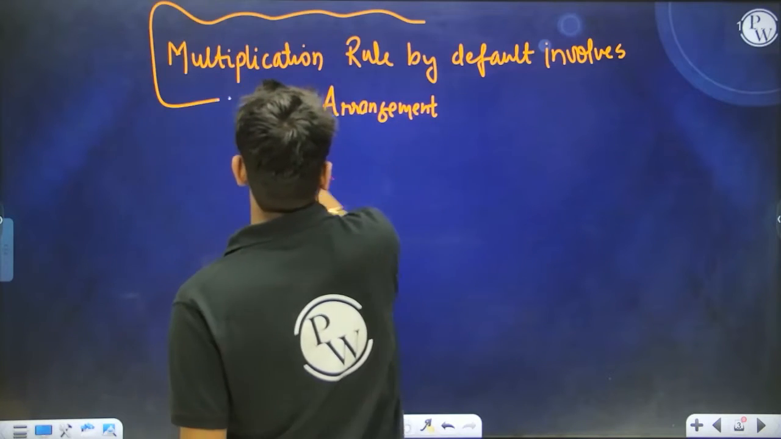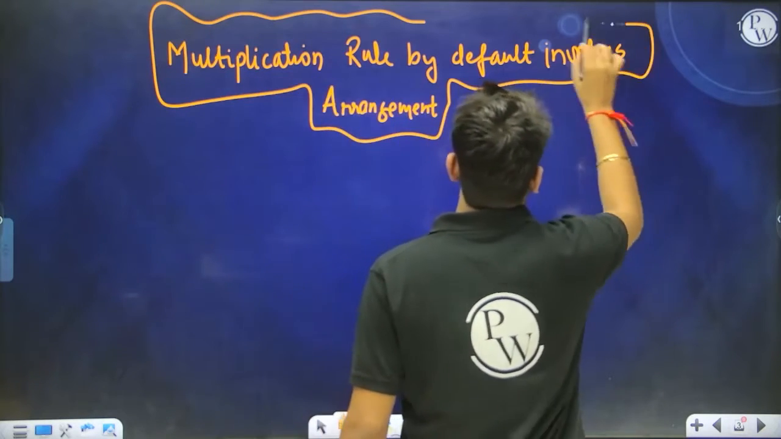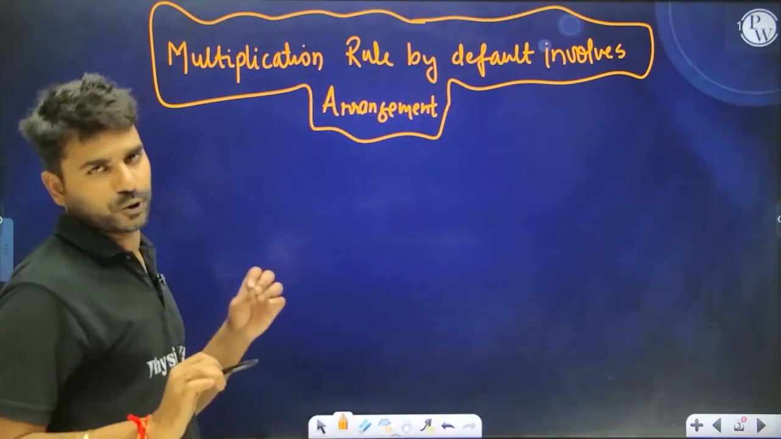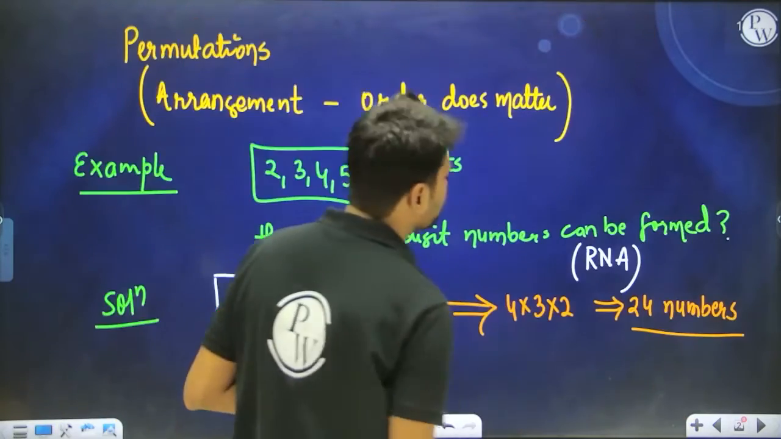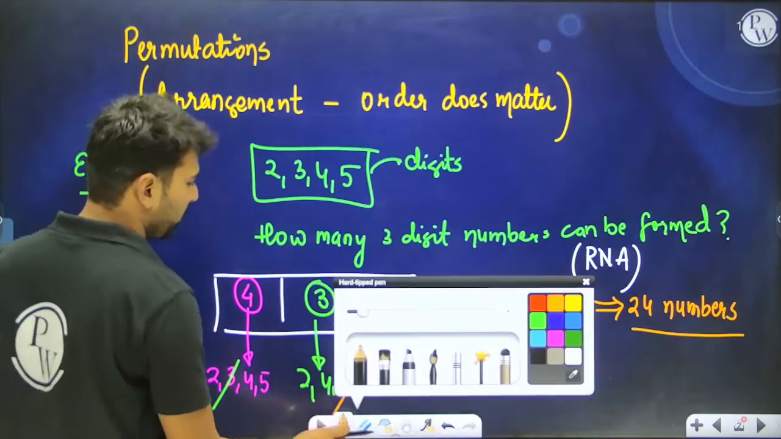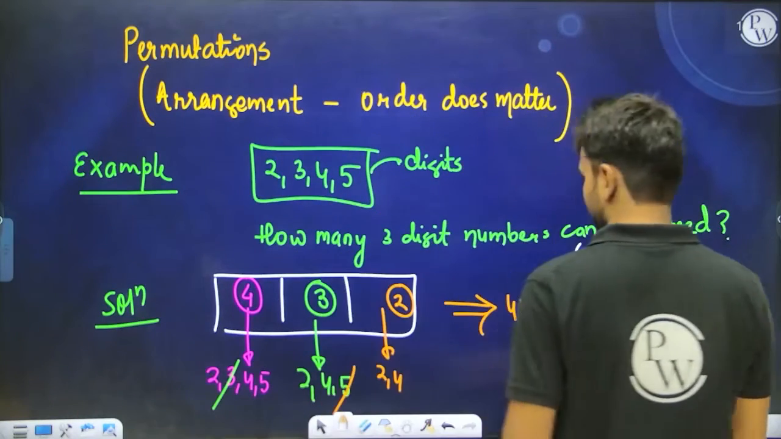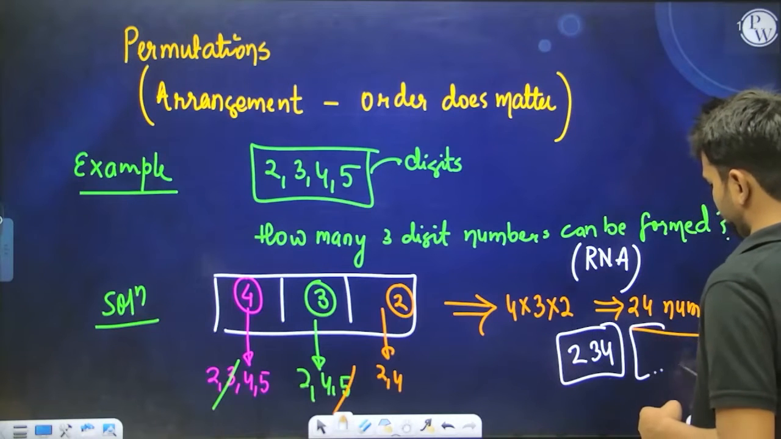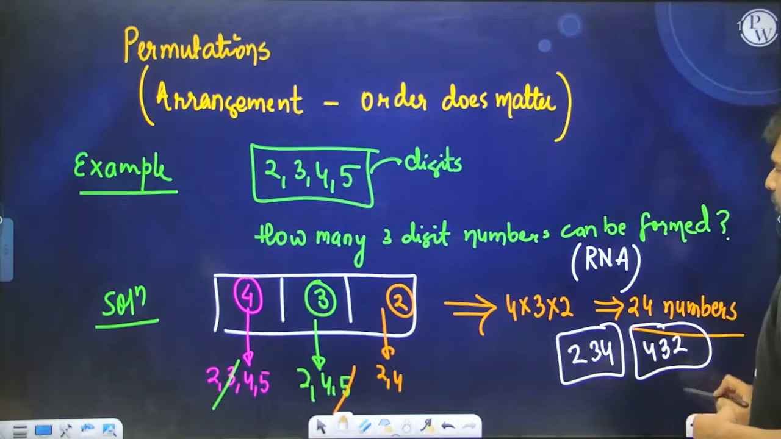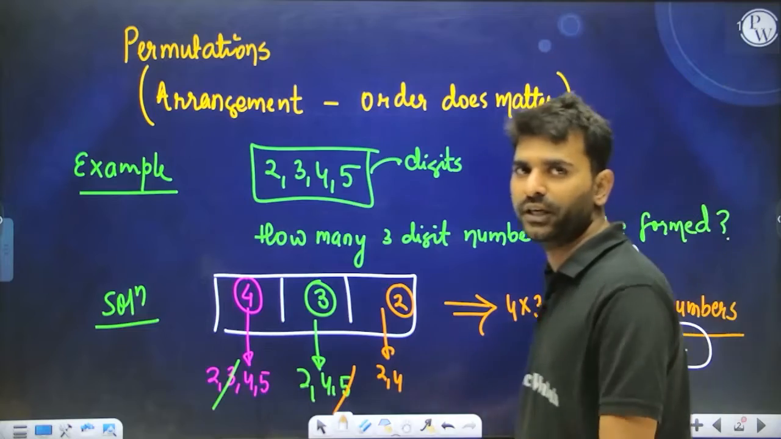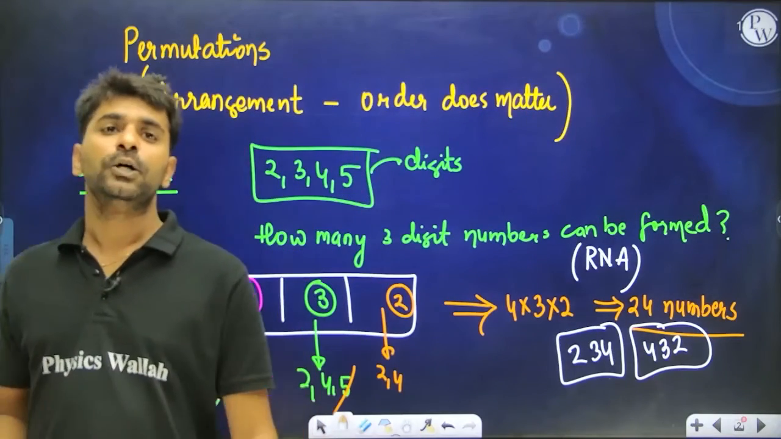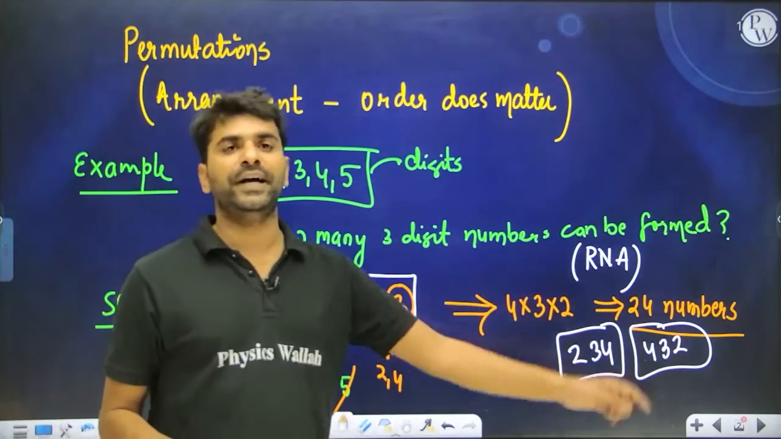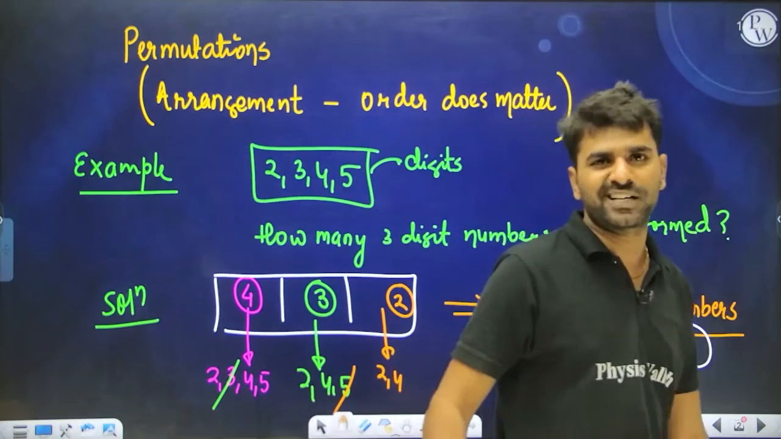Right? So that is the answer of the particular problem, and let me tell you this very important concept over here, that multiplication rule by default involves arrangement. If you see numbers getting formed over here, the numbers will be like this. One will be 2, 3, 4. One will be 4, 3, 2. Like this. One will be 5, 3, 4, 5, 4, 3, 3, 4, 5. Like this. So how many total numbers will be formed like this? 24 3-digit numbers will be formed like this.